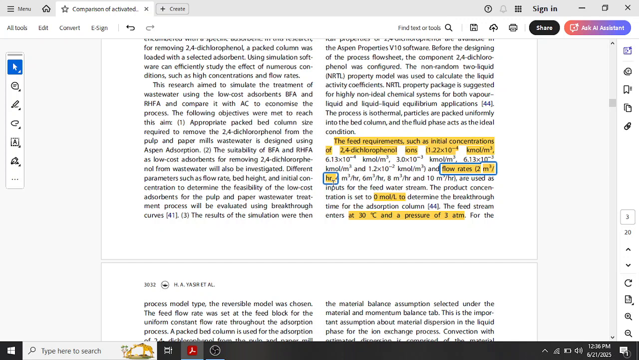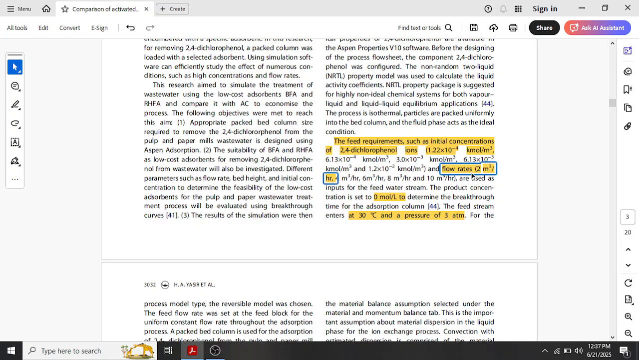From these breakthrough curves, we can obtain the breakthrough time, and after the breakthrough time, we can stop our feed flow rate. After stopping the feed flow rate, we can regenerate our activated carbon or adsorbent in order to enhance the adsorption process. So our main focus here is to plot the breakthrough curve, and once the breakthrough curve is obtained, we will stop our flow rate, regenerate the adsorbent, and again start the experiment.